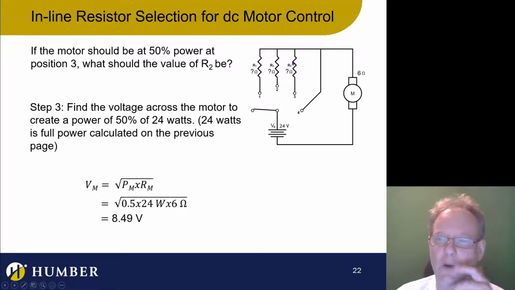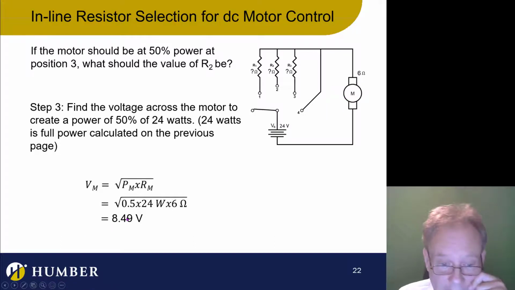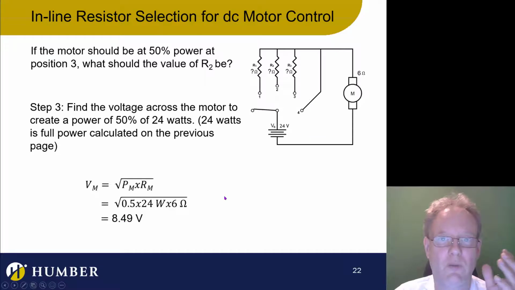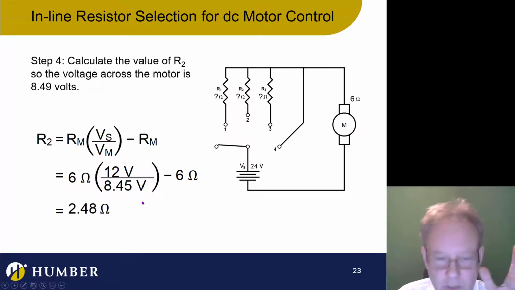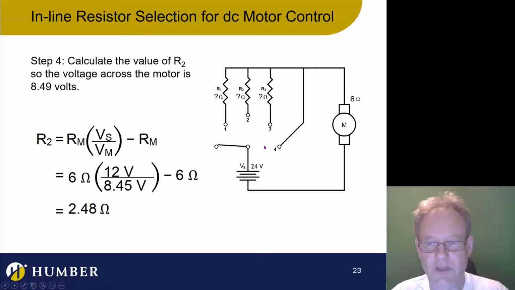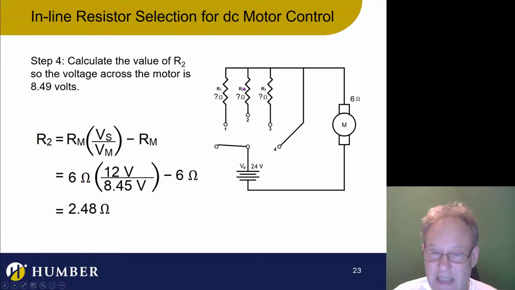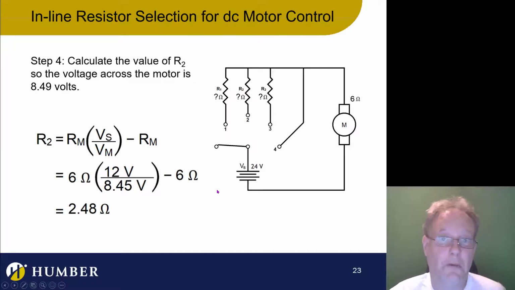Okay, so now what resistor do I choose for R2 so that my motor is going to run at 50%, or more specifically, so that it's going to get 8.49 volts? Well, we know that there's this cool formula. So just fill in the formula, put my 12 volts here, and I do a thing, and that says 2.48 ohms. Okay, so if this guy is 2.48 ohms, and I put this switch here, it takes this 12 volts and divides it up, and the motor is going to get 8.49 volts, and this guy is going to get 2.48 volts. Okay, good. Well, there you go.